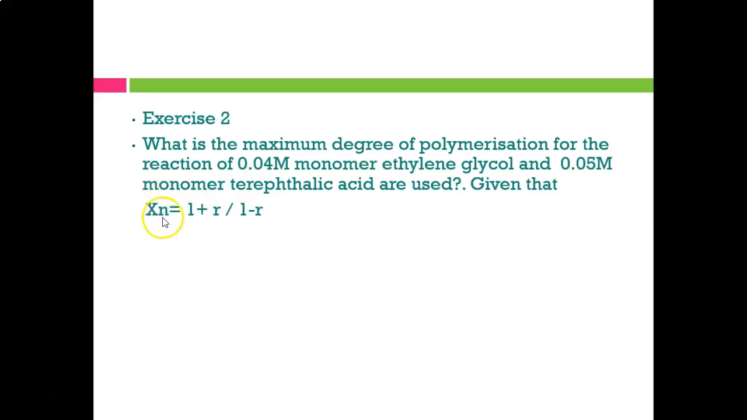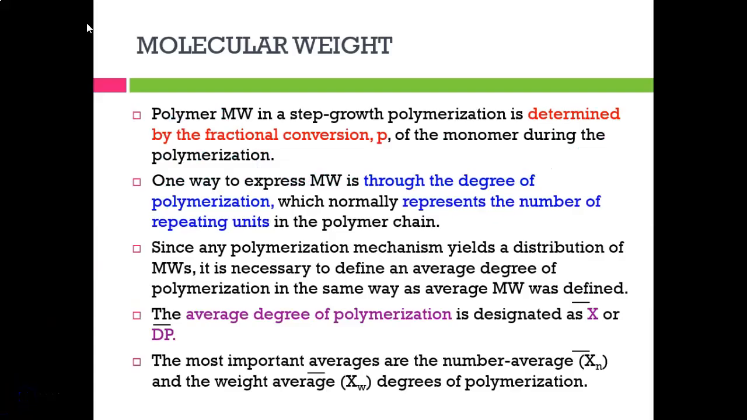Before you proceed with this equation, you need to use the equation of R. Okay, R imbalance equation, R equal to Na naught over Nb naught. And then you substitute the initial number of functional group A divided by initial number of functional group B, and then you will get the R value, and you substitute the R value in this equation. Proceed with the molecular weight in step growth polymerization.